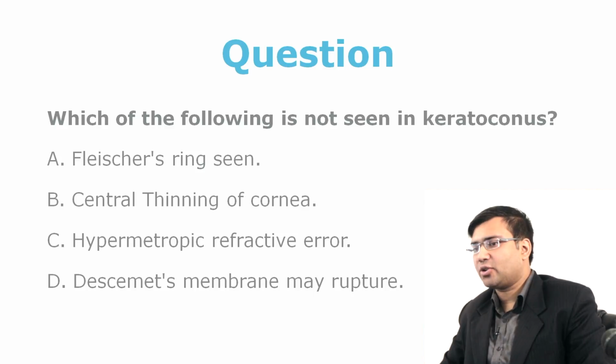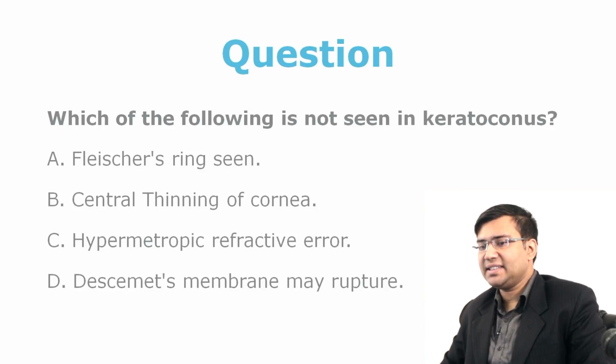So first of all, I would give you a question. Then we would see what is keratoconus, how it is treated, and other important points for it. So the question is, which of the following is not seen in keratoconus? Option A, Fleischer ring. Option B, central thinning of cornea. Option C, hypermetropic refractive error. Option D, Descemet membrane may rupture.